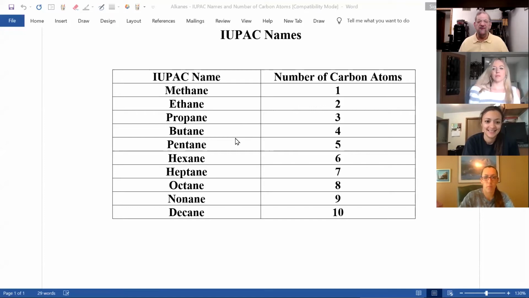Butane. How many of you have seen the little plastic lighters with the liquid in it you can see? They're called butane lighters because that liquid you can see is actually butane. It's under pressure and it's a liquid at room temperature under pressure like that. Otherwise it's a gas. Butane, 4 carbons, pentane, 5 carbons, hexane, 6, heptane, 7, octane, 8.